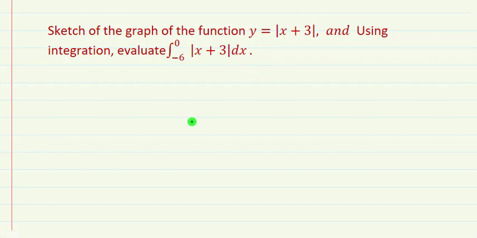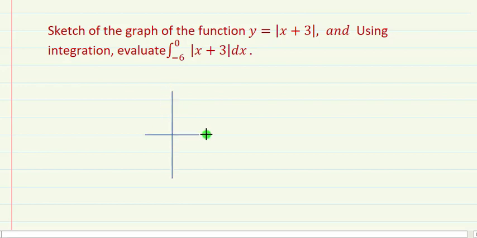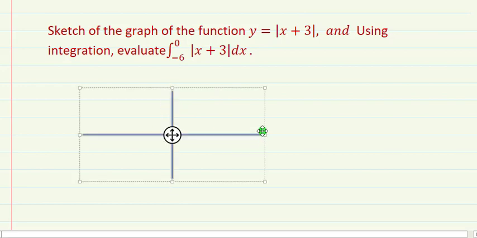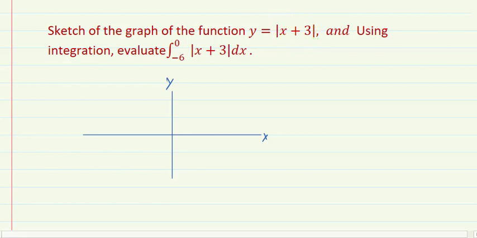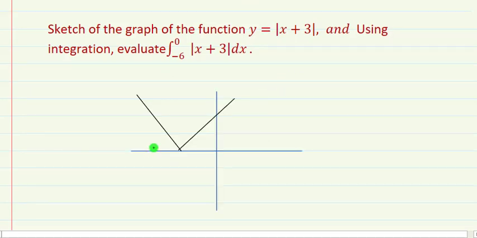For this, let us take coordinate axis first. So these are the coordinate axis with x-axis and y-axis. Now we need to draw y is equal to modulus x plus 3. So therefore the function will turn at x is equal to minus 3. So clearly we can draw the function like this. So this is the graph of y is equal to modulus x plus 3.